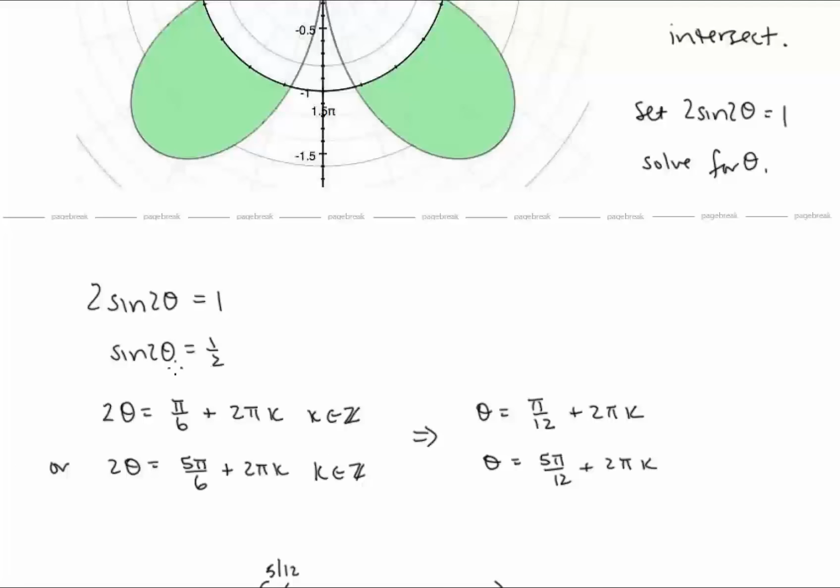And so 2 theta, the angle here, must be pi over 6 plus an integer multiple of 2 pi, or 5 pi over 6 plus an integer multiple of 2 pi. So these are our solutions for 2 theta. So dividing both sides by 2 says that theta is going to be pi over 12 plus pi k, or 5 pi over 12 plus pi k.